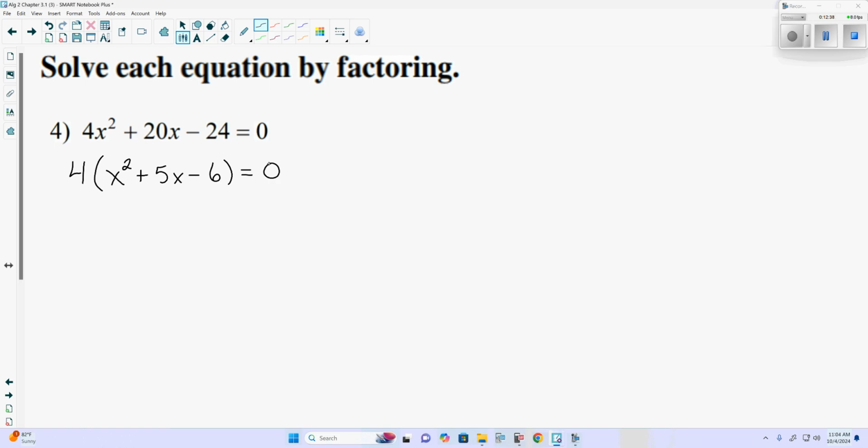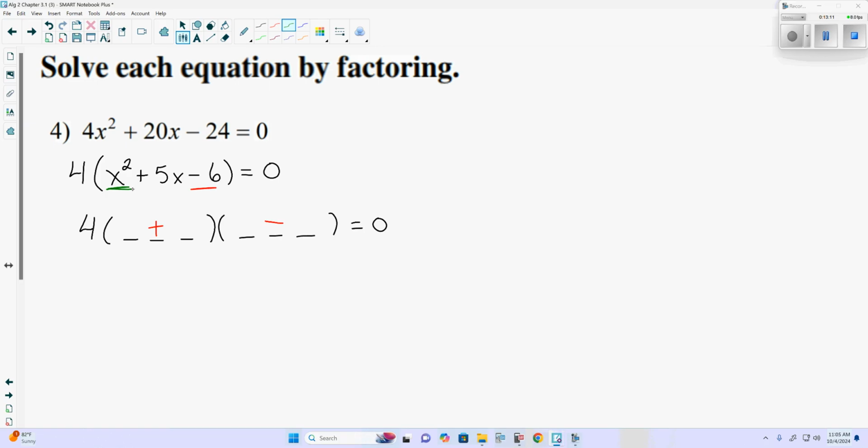So now that we have the greatest common factor, we'll have our two sets of parentheses with 3 spaces. If the third term is positive, the signs are the same and match the sign of the middle term. If the third term is negative, the signs are opposite. Here the third term is negative, so our signs are opposite. One's positive, one's negative. Questions on this so far?